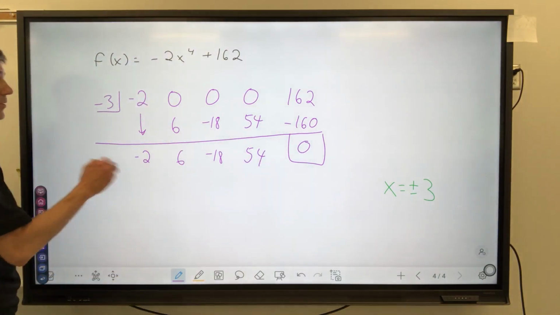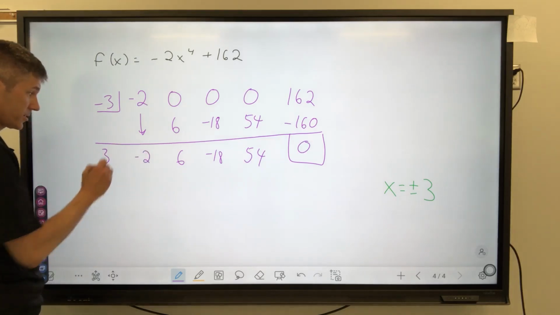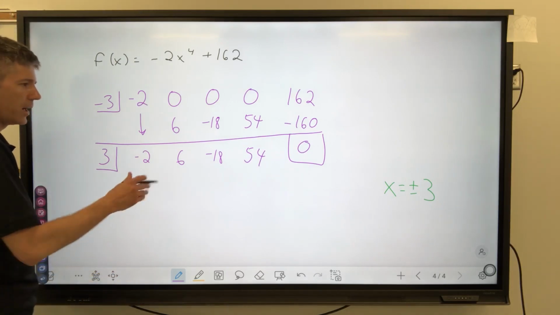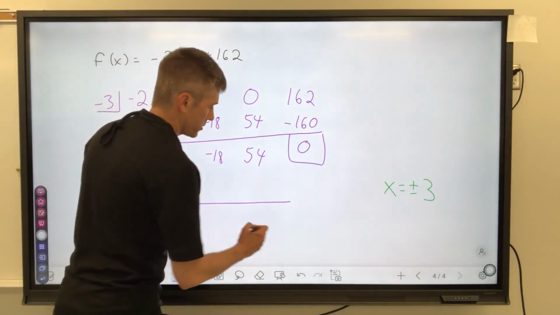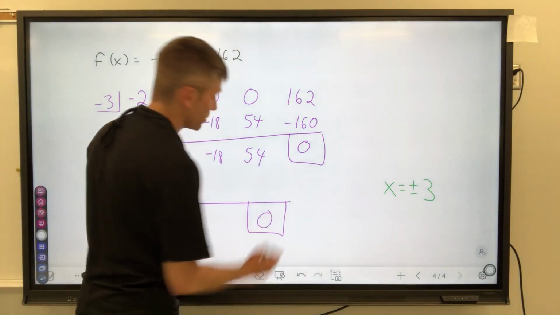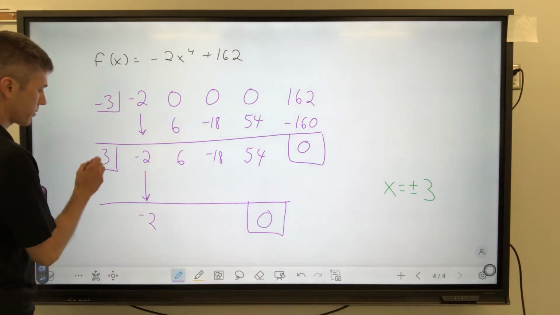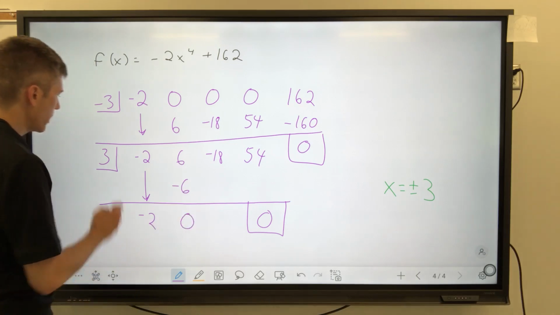Okay, let's now divide out the +3. And I'm going to just do it this way. It's starting to look like the modified synthetic division that you've learned. But instead of writing it all out and just starting it all over, just go with what you have. You're going to have a 0 here as well. You better, because it's a root. Bring down your -2. 3 times -2 is -6. Add those, you get 0.